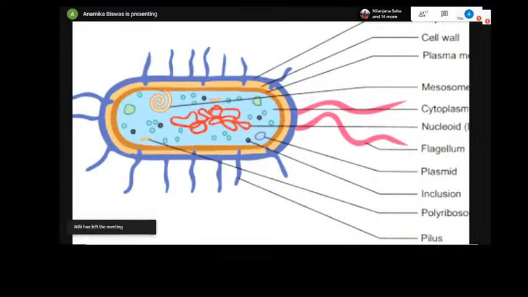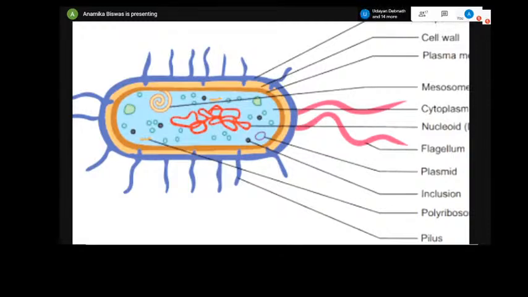Next layer is cell membrane. The brown color structure in the picture you can see. So it is the innermost layer of the cell envelope. It is like other eukaryotic cell. This cell membrane is semi-permeable in nature and it is responsible for the interaction of the cell with the outside environment.